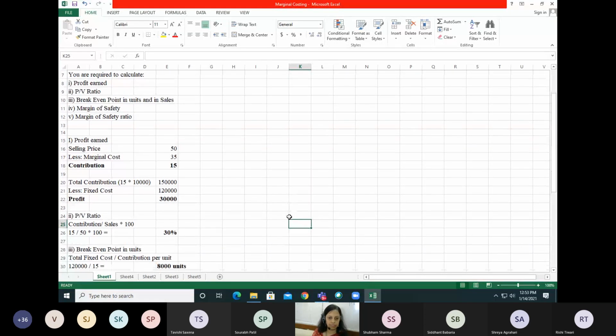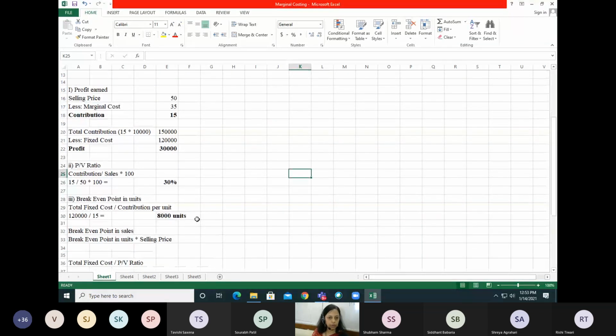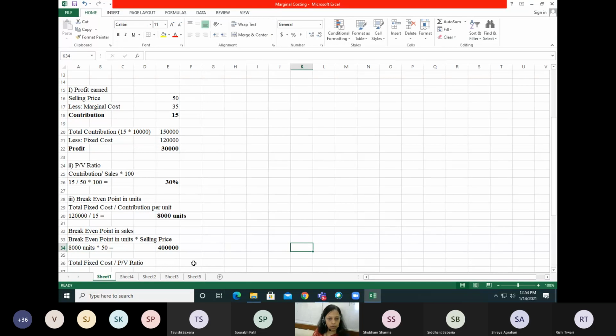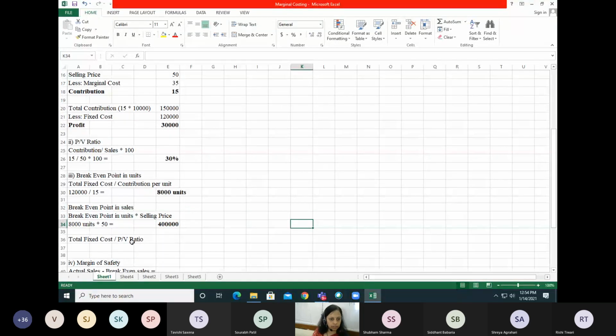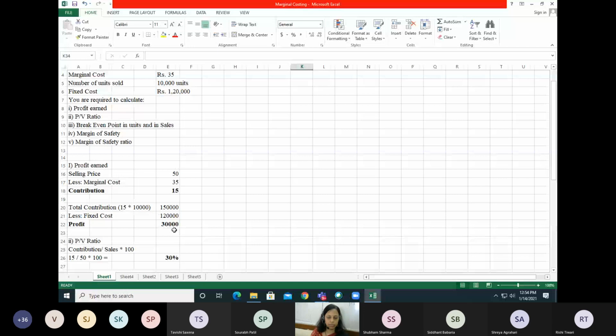Now go to break-even sales. How will you calculate break-even sales? There are two formulas: break-even point in units into selling price, or fixed cost upon PV ratio. So break-even point in units, 8,000 units into selling price, rupees 50. So 4 lakh will be your break-even sales or break-even point in value. There is one more, actually an additional formula. This answer is right, but we will check whether the answer is the same. So fixed cost is 1,20,000.